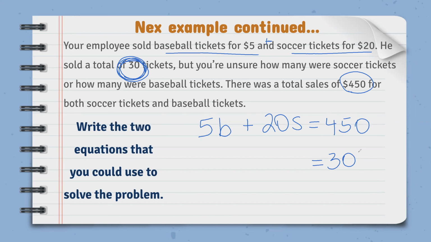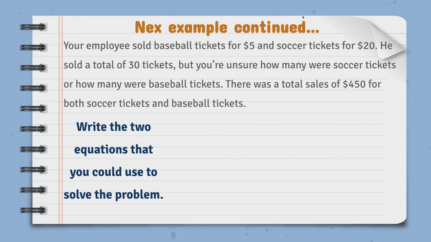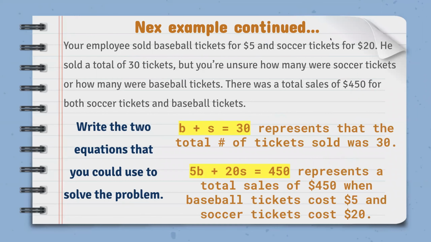And what things are we talking about? We're talking about baseball tickets and soccer tickets. And you're talking about the total number of tickets. And remember from before, our number of tickets was represented by B and S. So the number of baseball tickets plus the number of soccer tickets is 30. And again, the number of baseball tickets times $5 each, plus the number of soccer tickets times $20 each, gave us that $450 total. And there it is right now on the PowerPoint.